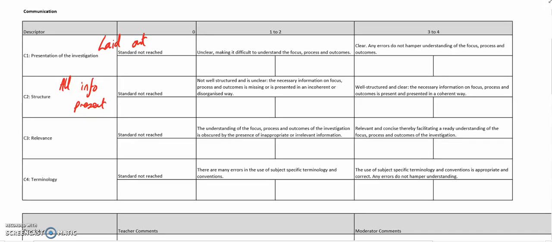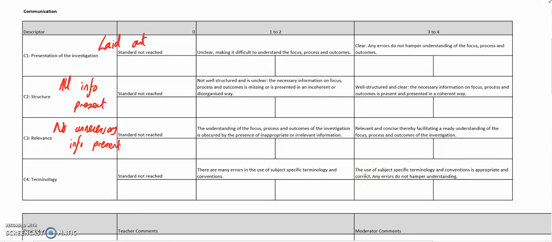If something is all relevant, it means there's nothing unnecessary present. So this is no unnecessary information present. No waffling, in other words. And terminology. Use of subject-specific terminology and conventions is appropriate and correct.